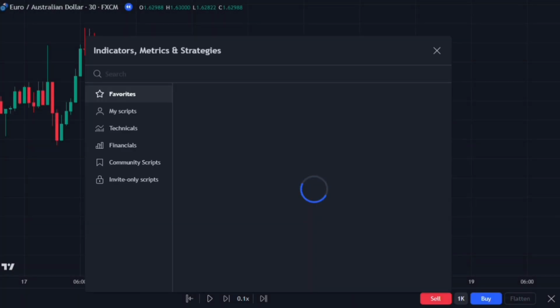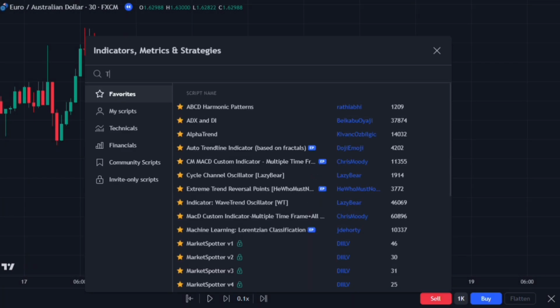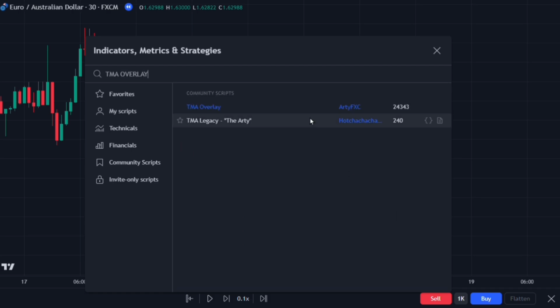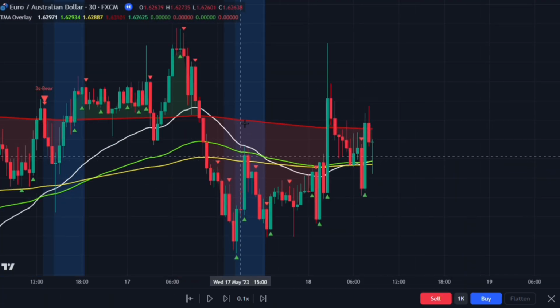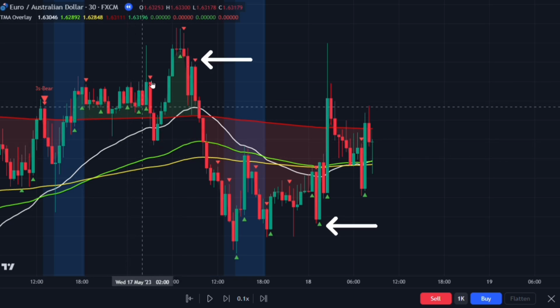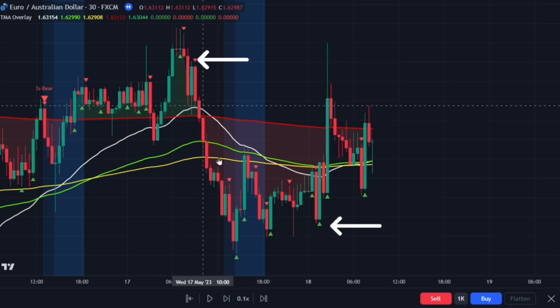bring up your indicator and strategies panel, and search for the TMA overlay. This one right here by RDFX Seed, add it to the chart. Now we can see that this indicator has four moving averages, as well as having a Williams fractal signal attached to it, identifying the highs and the lows of the market.